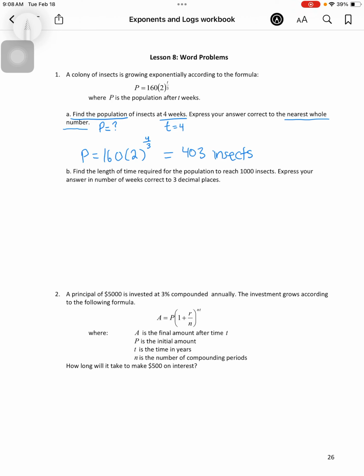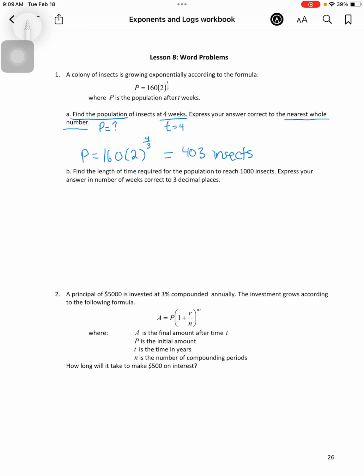So this first question I already finished for you, and this will be worth 1 mark, but I'm just going to be here just to break down how I got all this information. So here it says a colony of insects is growing exponentially according to the formula where P, population, is equal to 160 times 2 to the power of t over 3, where t is weeks. Find the population of insects at 4 weeks. Express your answer to the nearest whole number.